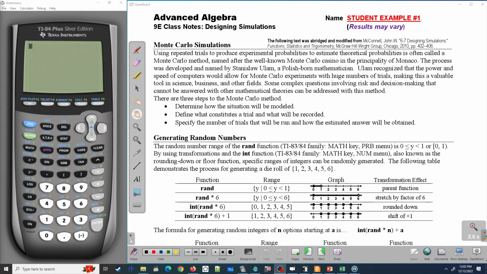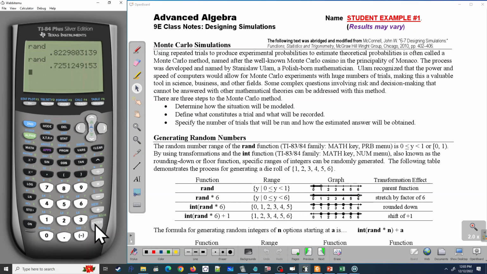And so we're going to start by going into math, and we're going to go over to the probability menu, and we're going to choose random. And you're going to see that if I hit enter, a number appears. This number appears between 0 and 1. It does not include 1, but it does include the possibility of 0 coming out. That's why there's a solid dot there and a hollow dot there.